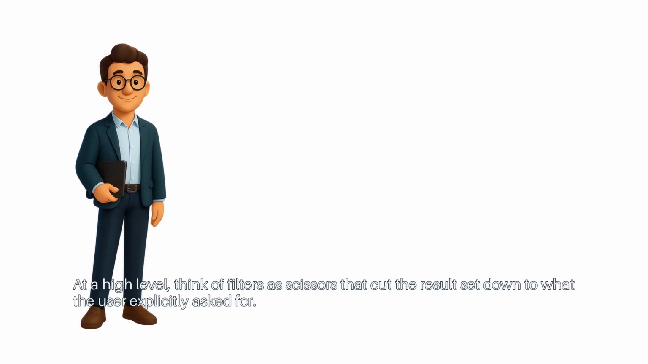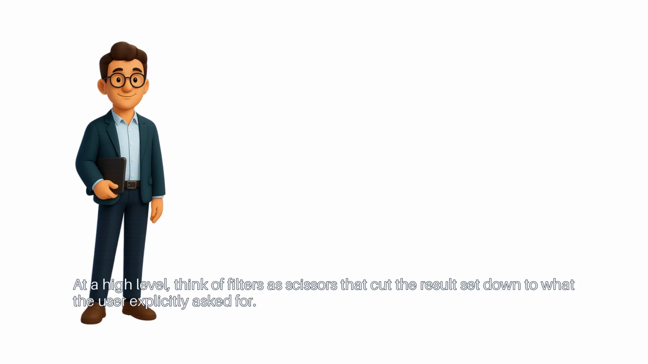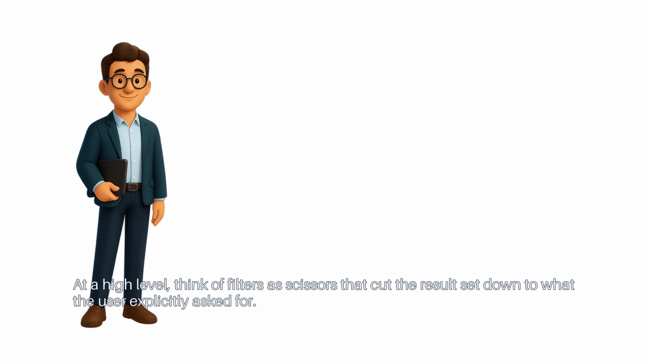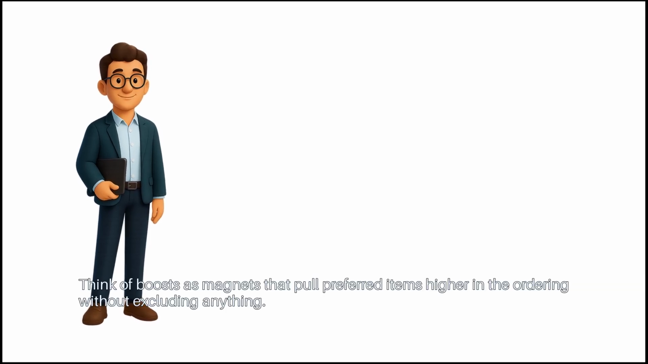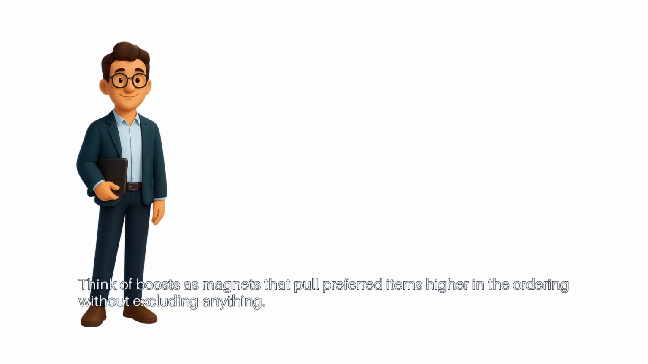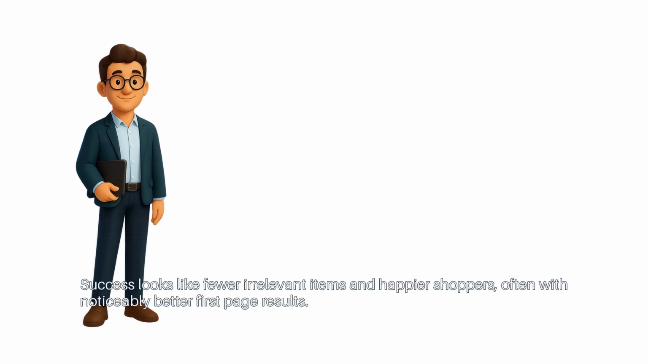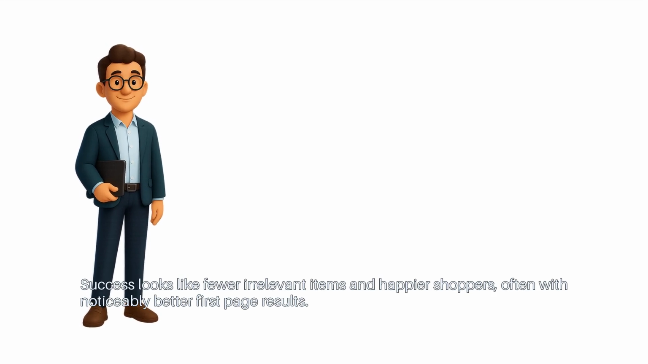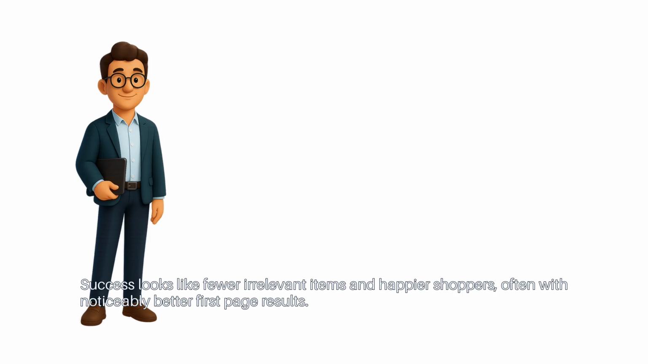At a high level, think of filters as scissors that cut the result set down to what the user explicitly asked for. Think of boosts as magnets that pull preferred items higher in the ordering, without excluding anything. Success looks like fewer irrelevant items and happier shoppers, often with noticeably better first-page results.